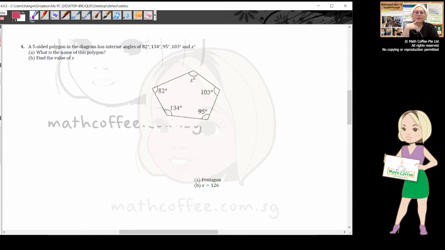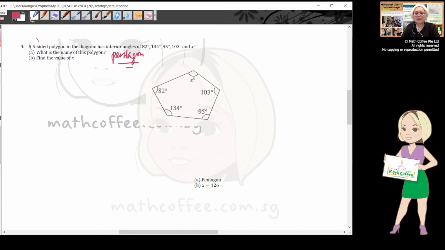A 5-sided polygon in the diagram has an interior angle of and so on. What is the name of this polygon? How many sides? 5-sided, same thing. By now you should know 5-sided is pentagon, because I keep repeating pentagon. You need to spell pentagon; if you spell it wrongly you don't get the mark. Find the value of x.